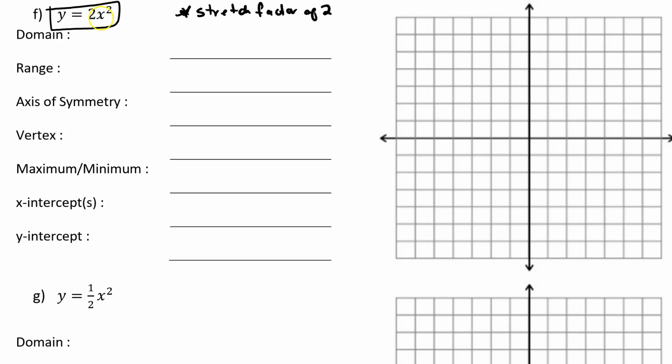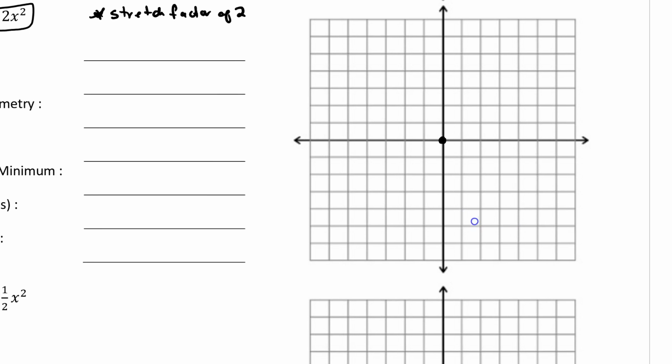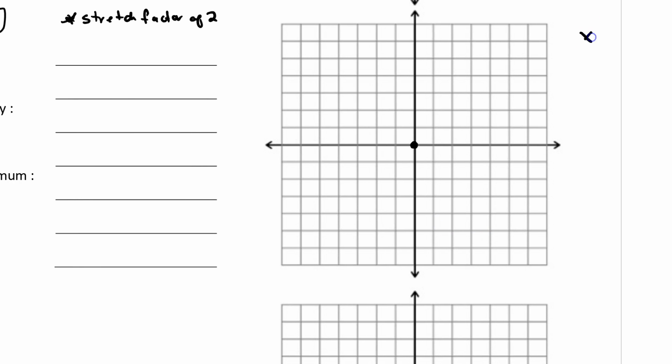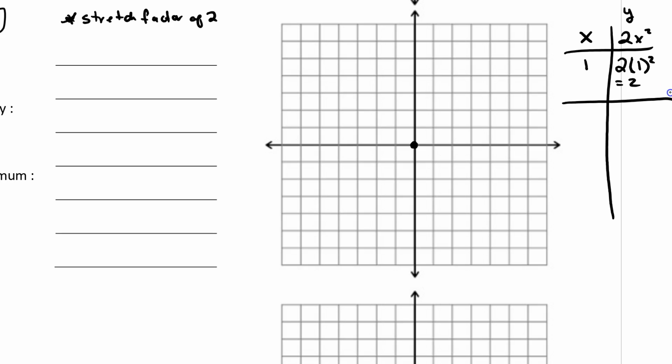So if I would put a 0 in for x, my answer that would be spit out for my y is 0. So if I wanted to set up maybe a little bit of a table of values, I'm going to say x, and my y, which is going to be 2x squared. So if I have my x as 1, I'm going to have my y being 2 times 1 squared, which is 2. So my coordinate point here is going to be 1, 2.